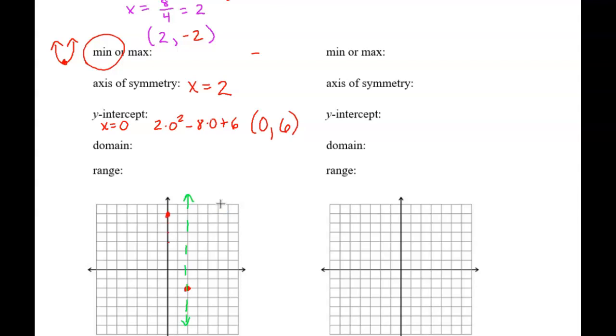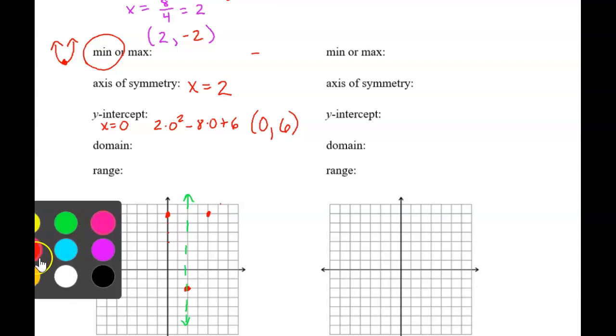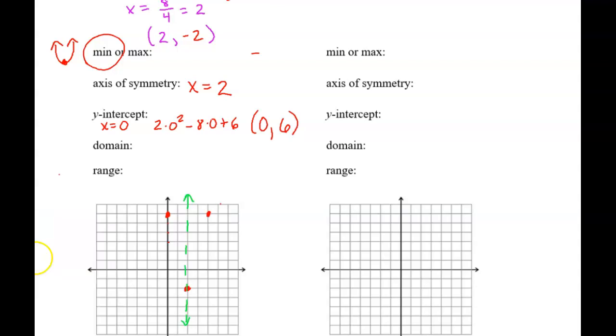Now, technically I have 2 points, and because this is going to be like a mirror image, I'm 2 to the left, so I'm going to go 2 to the right. And I really do have enough to draw my curve. Then I'll make it solid. I just do my dot, so it helps me.